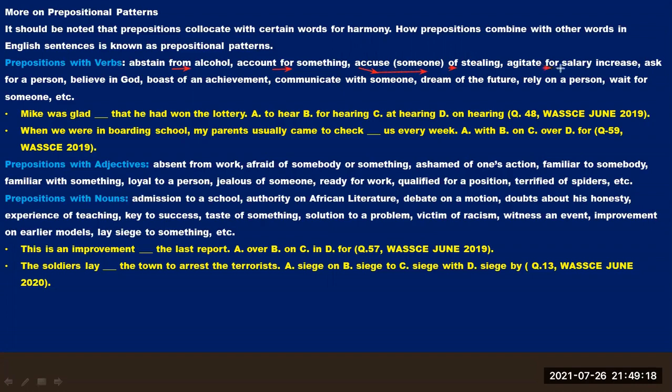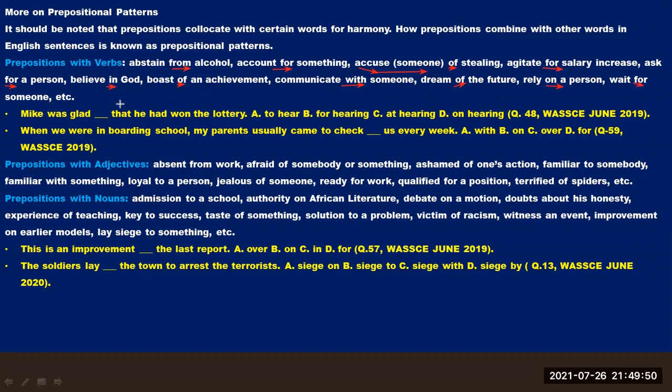You agitate for increase. You ask for, you ask for. You believe in, believe in. You boast of something. You communicate with someone. You dream of something. You rely on someone. You wait for someone or for something, and so on and so forth.